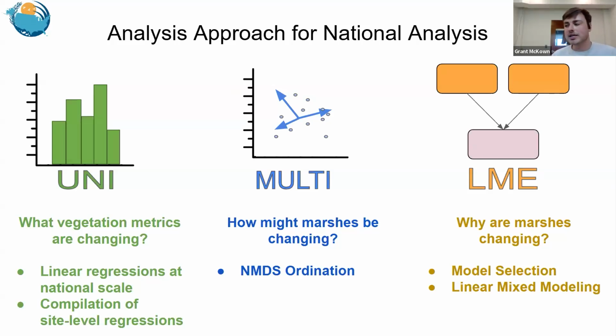We used multivariate analysis or ordinations, like what Chris also showed, to really understand how our marshes might be changing. And lastly, we used model selection and linear mixed modeling to understand why our marshes are changing. I'm going to talk about our univariate analysis, and Alice is really going to talk about our multivariate and our linear mixed modeling.